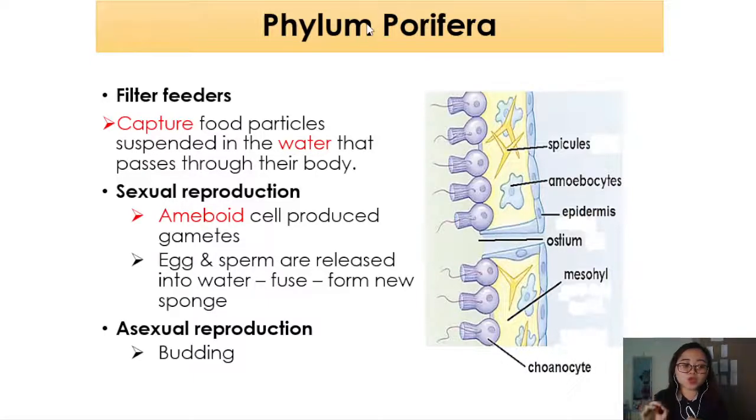Porifera can also reproduce by asexual reproduction, which is through budding. Okay, so dia akan tumbuh satu part daripada dia. Part itu tercabut daripada sponge original. Bila the fragment sampai tempat baru, dia akan membesar menjadi sponge dan individu baru. So that is budding.